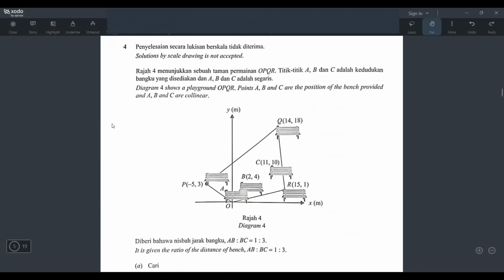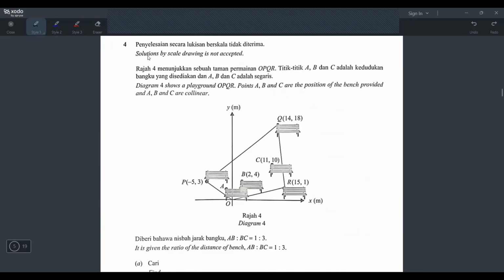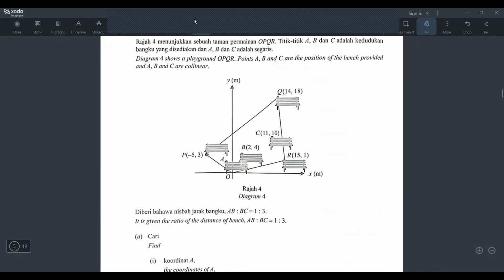Let's continue. Okay, number 4. Solution by scale drawing is not accepted. Okay, this one is not important. And then they say diagram 4 shows a playground OPQR. Where? OPQR. So this whole thing is a playground. Points A, B, C are the positions of benches provided and A, B, C are collinear. Where is ABC? Point A, point B, point C are the positions of benches. So these are all like seats, places where you can sit.